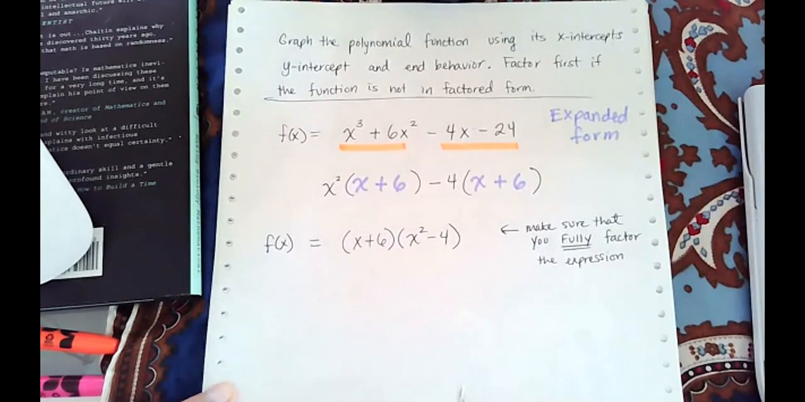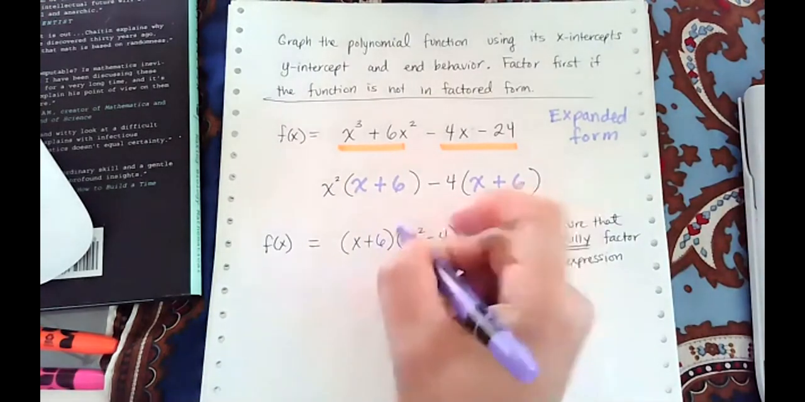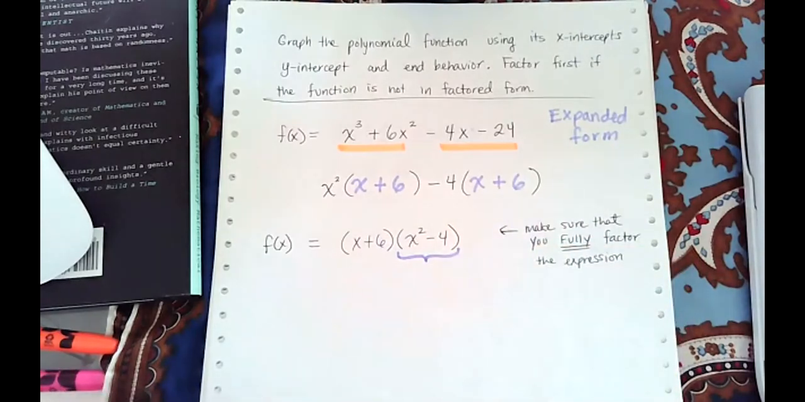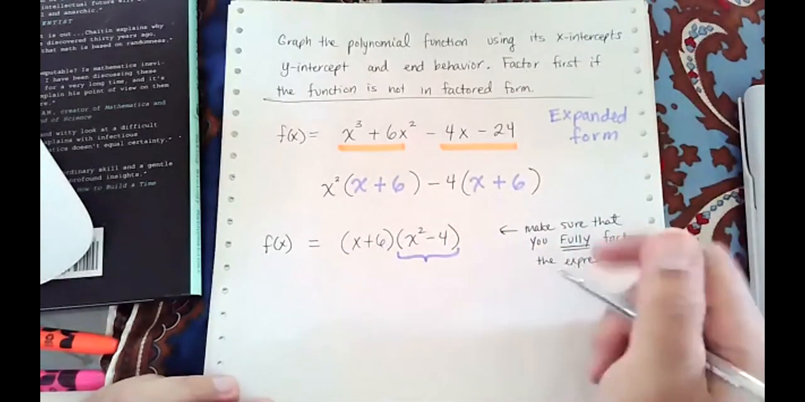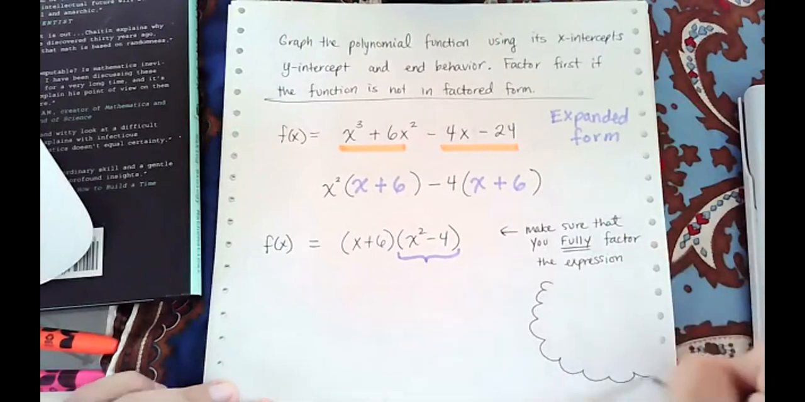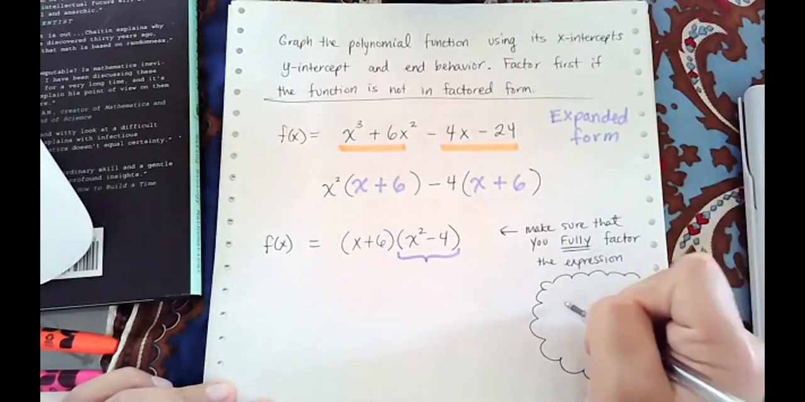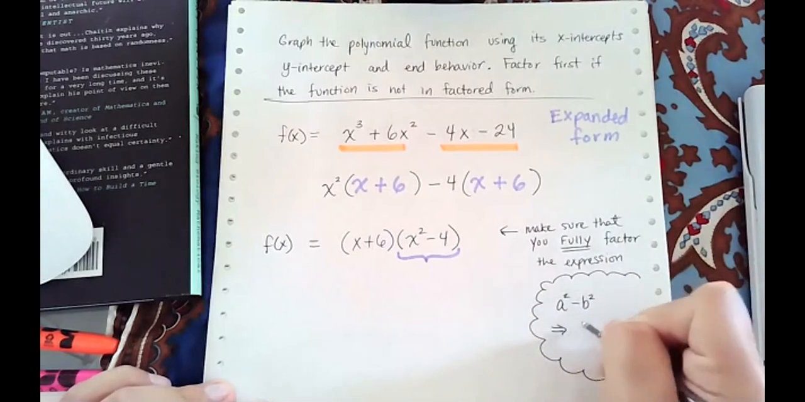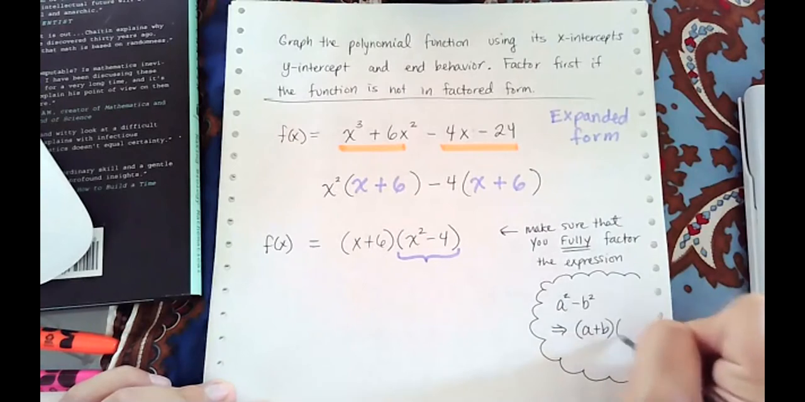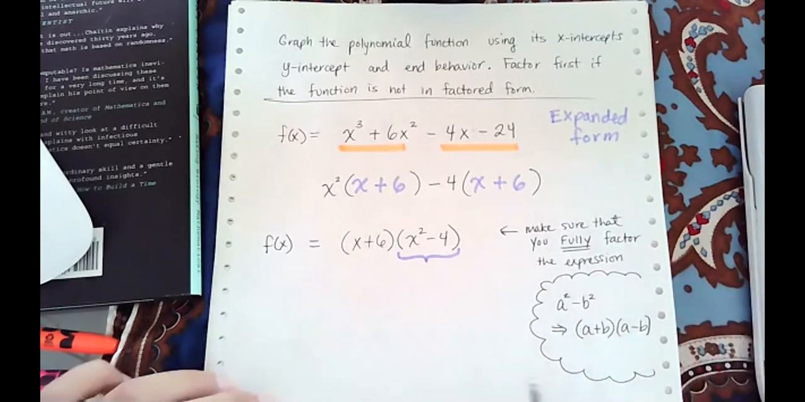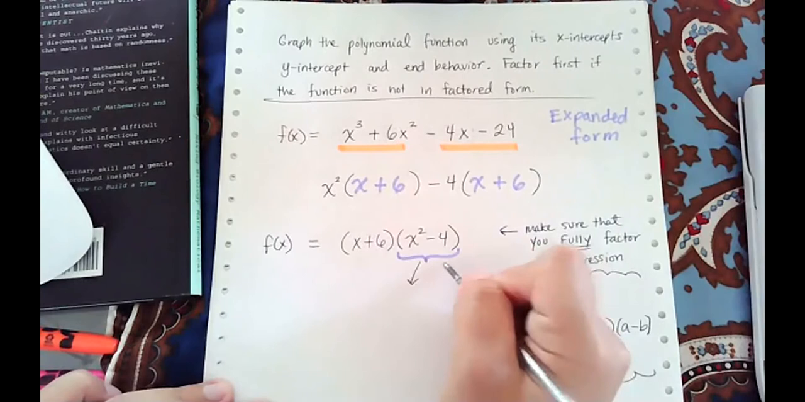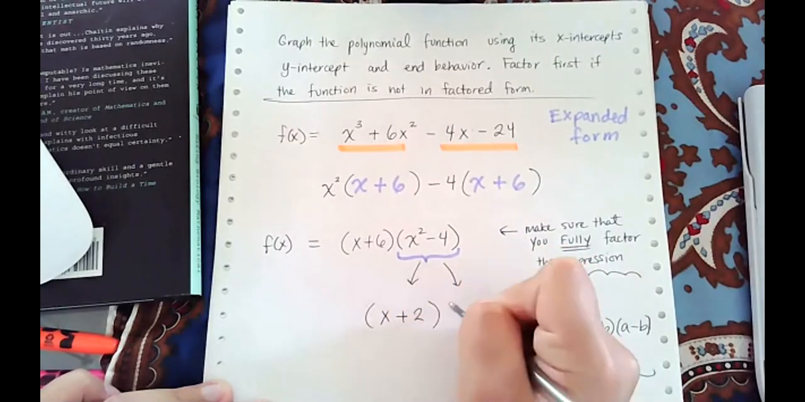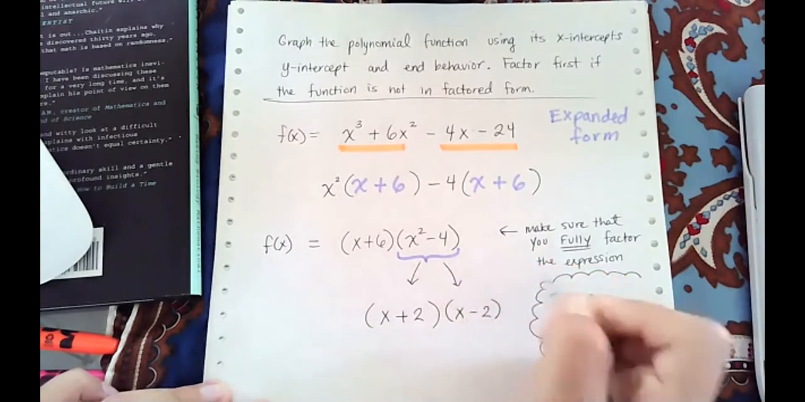Okay, and if I'm looking at this expression right here, well, that looks like a difference of squares factorization. So if I have a squared minus b squared, that can factorize into a plus b and a minus b. So this one factor actually can be factored further. We'll get x plus 2 and x minus 2.